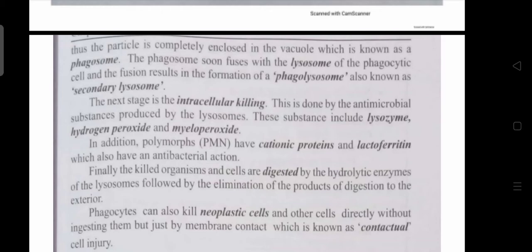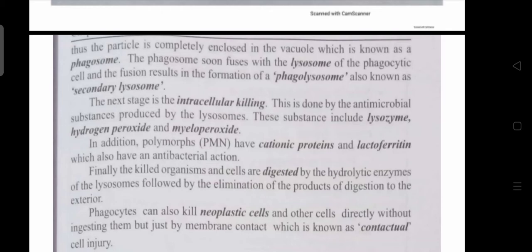When the phagosome is formed, it fuses with the lysosome of the phagocytic cell to create a phagolysosome, which is called a secondary lysosome. Next stage is intracellular killing. Now the cell is intracellular, so the next stage is intracellular killing. This is done by antimicrobial substances produced by the lysosome, like lysozyme, hydrogen peroxide, myeloperoxidase, etc. These antimicrobial substances of lysosomes help in intracellular killing.